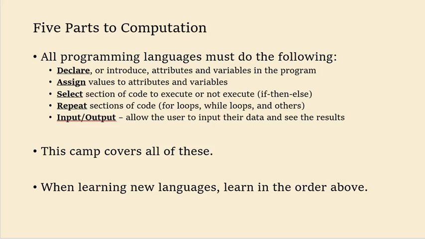Once variables are introduced into a program, the next thing is we have to have the ability to assign values to them. So that's the big 2, introducing variables and then assigning values. The next 2, select and repeat, has to do with allowing the software to change its behavior based on specific conditions. So selection, you have to be able to select pieces of code that execute or don't execute.